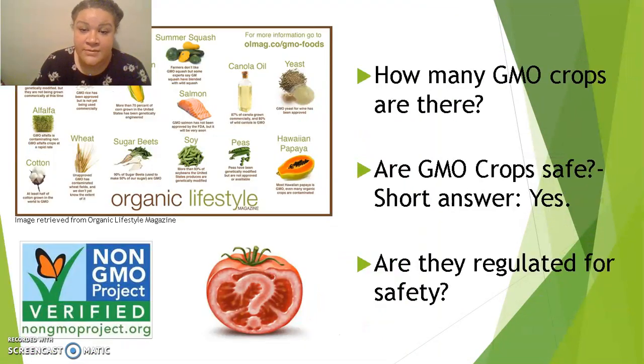How many GMO crops are there? Currently in the U.S., there are 10 GMO crops mass-produced, but over 120 GM seeds with varying traits used. 90% of corn, soybean, cotton, canola, and sugar beet acreage in the U.S. are GMO. Most are not sold for human consumption, but for animals.